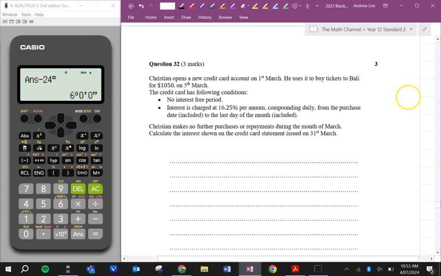Alright, question 32. Christian opens a new credit card account on 1st of March. He uses it to buy tickets to Bali for $1,050 on 5th of March. The credit card has following conditions.